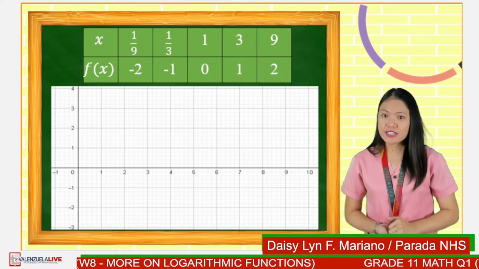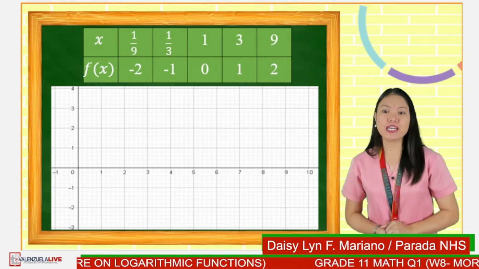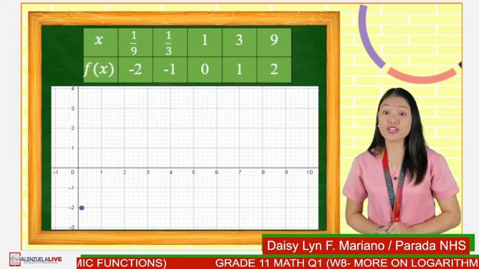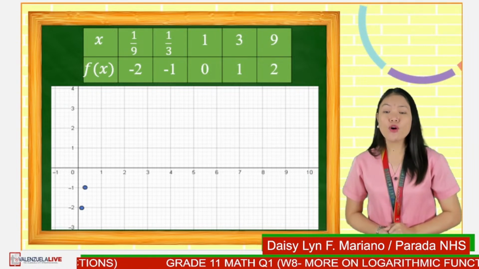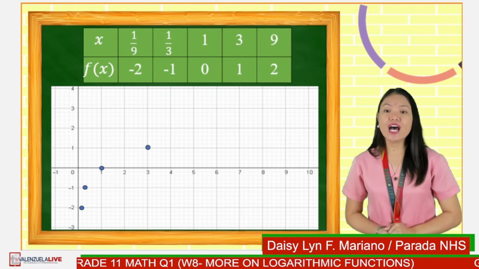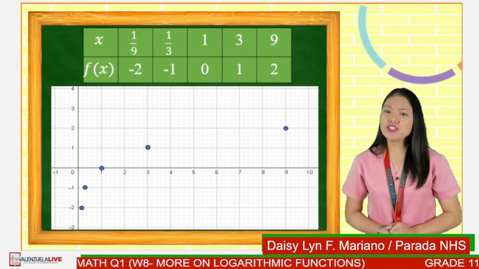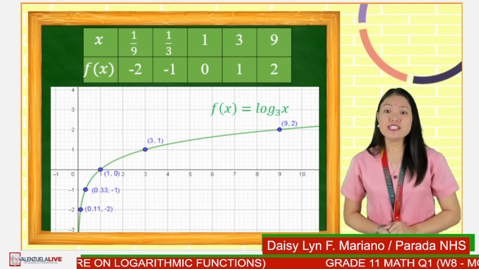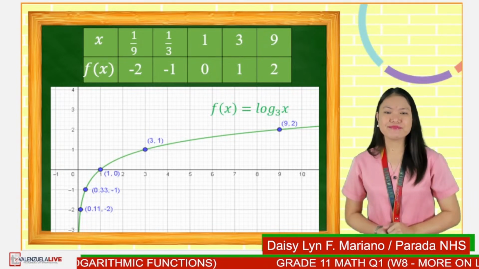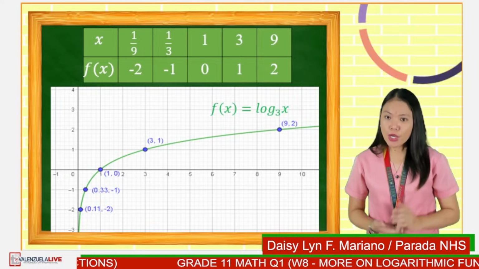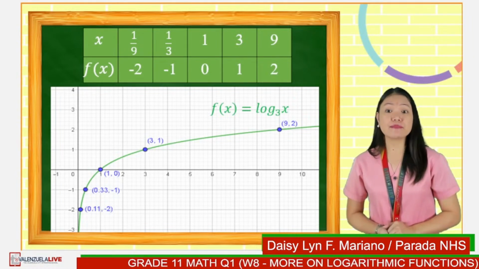That is, we plot in Cartesian plane 1 over 9 comma negative 2, 1 over 3 comma negative 1, 1 comma 0, 3 comma 1, 9 comma 2. Connect this point. What graph is illustrated now? Correct. Logarithmic function.